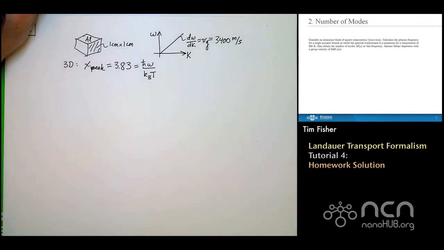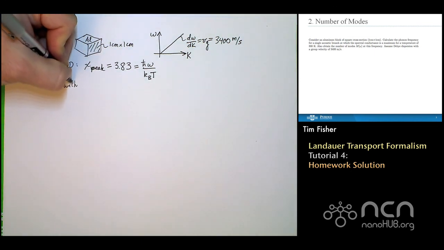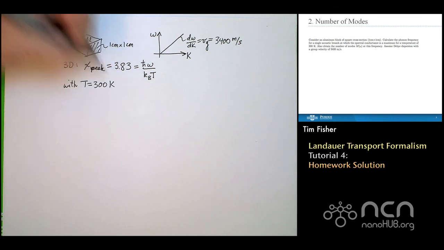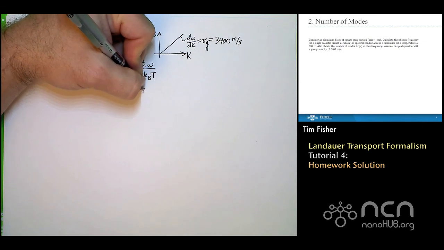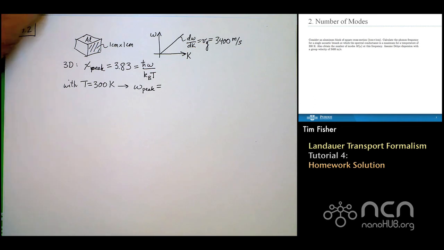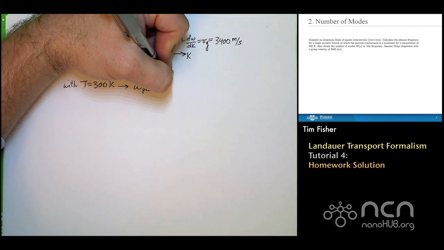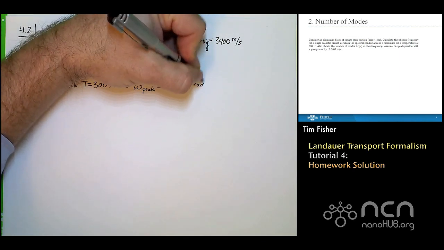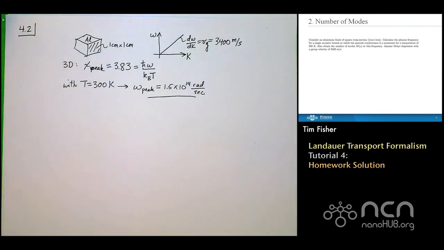And in this problem, we were given that the temperature is 300 Kelvin, and so that means that the frequency at peak conductance will end up being, if we just do a simple calculation of this, plug in the numbers, 1.5 times 10 to the 14th radians per second. And so that's one part of the problem.